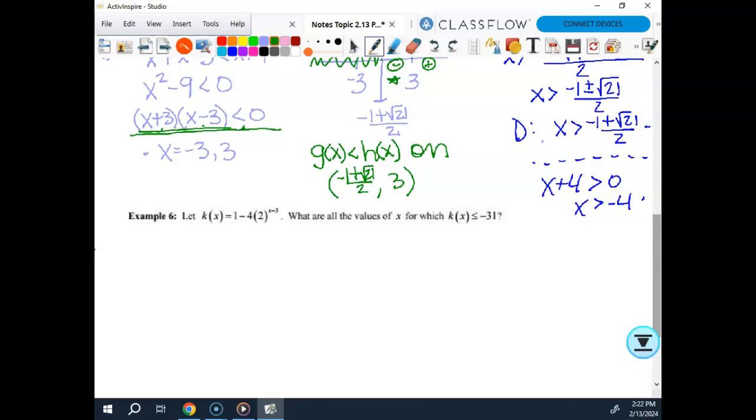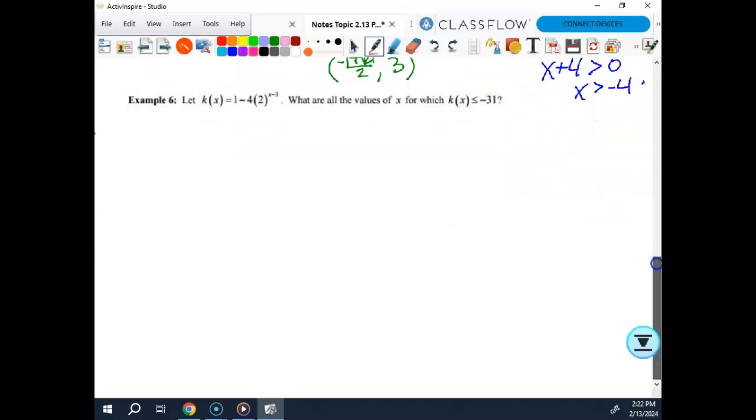Anything? All right. So let's look at this last one here. We've got k of x is equal to this function. What are all the values of x for which k of x is less than negative 31? I don't have to find an inverse or anything. I just need to take k of x, 1 minus 4 times 2 to the x minus 3 power, and figure out when it's less than or equal to negative 31. I'm going to give you a minute to work on that.